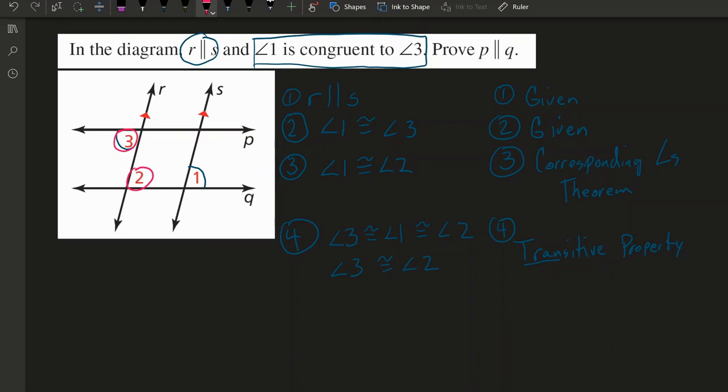So if I look at where angle 3 and angle 2 are, I notice that those are alternate interior angles. And since the alternate interior angles are congruent, then those two lines must be parallel because of the alternate interior angles converse. So at the end, I can say step 5, line P is parallel to line Q because of the alternate interior angles converse theorem.